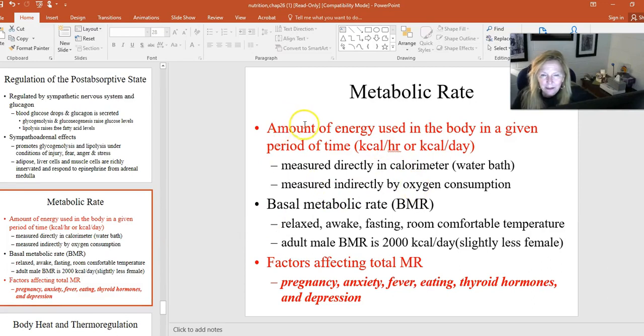Metabolic rate, when we think about this, is the rate and the amount of energy used in a given period of time. And when we think about that, that's just all the chemistry that's happening in the cells at any given period of time. The factors that can affect your metabolic rate, almost everything can. Fever, eating, anxiety, depression, pregnancy, sleeping. Anything that you're doing is affecting your metabolic rate because your nervous system is sending a signal that is going to actually help try to control that.